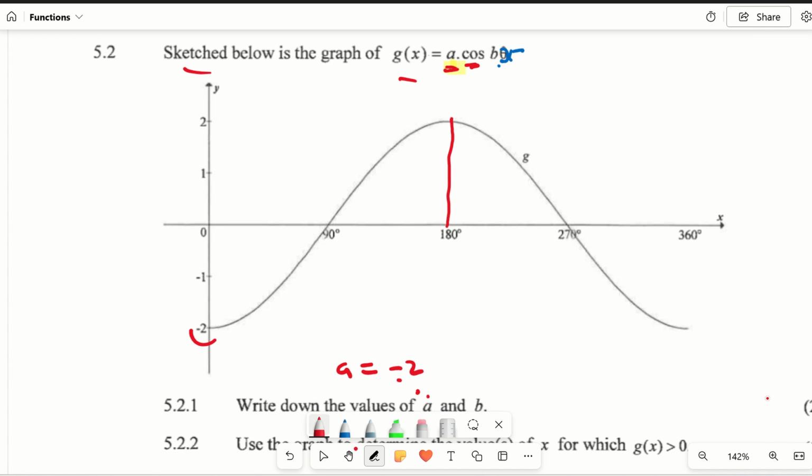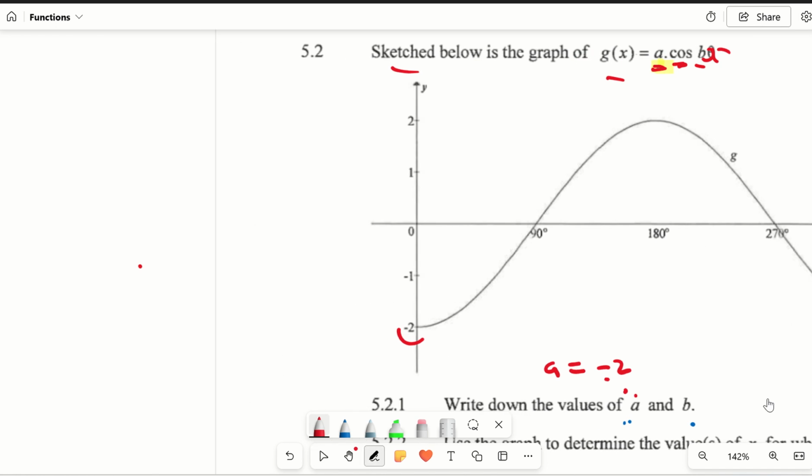Now let us go to b. I told you that b involves the period. And how does b involve the period? I said that the period of cos and sine is given by 360 degrees over b. b is just the number in front of x. Even if it was a c or d, whatever it was, as long as it is the number in front of x, this is your formula.